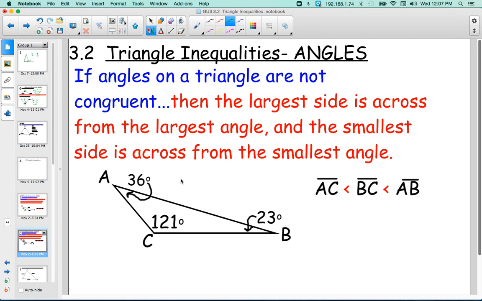Okay. If angles on a triangle are not congruent, then the largest side is across from the largest angle, the smallest side across from the smallest angle. Same idea, just going the other direction. So I'm going to go smallest to biggest again. Smallest angle, right across from it, smallest side. Middle angle, right across from that, second longest side. Biggest angle, straight across from that, would be the longest side. Okay. It just helps out if you're given a triangle and you know the angle measures and the sides, but you don't have a diagram for it, you could actually place them into a diagram based on this information.